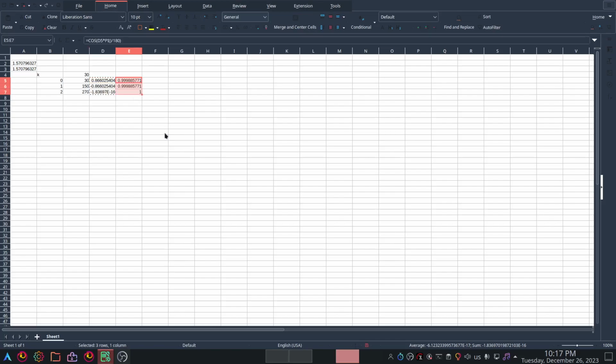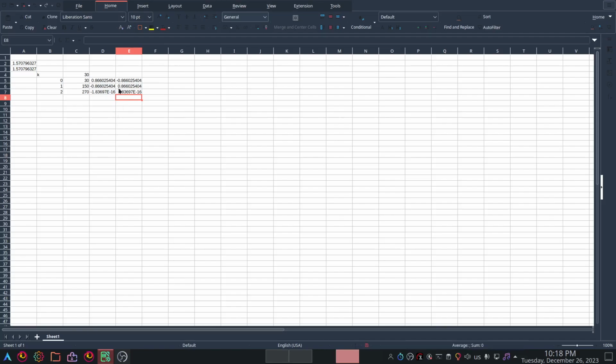Let's do this as well. Oops, I totally forgot, I should be changing this to here, cosine of C5 times pi. So I have a negative cosine and a cosine right here. I need to change this to a minus, and here's also a minus.